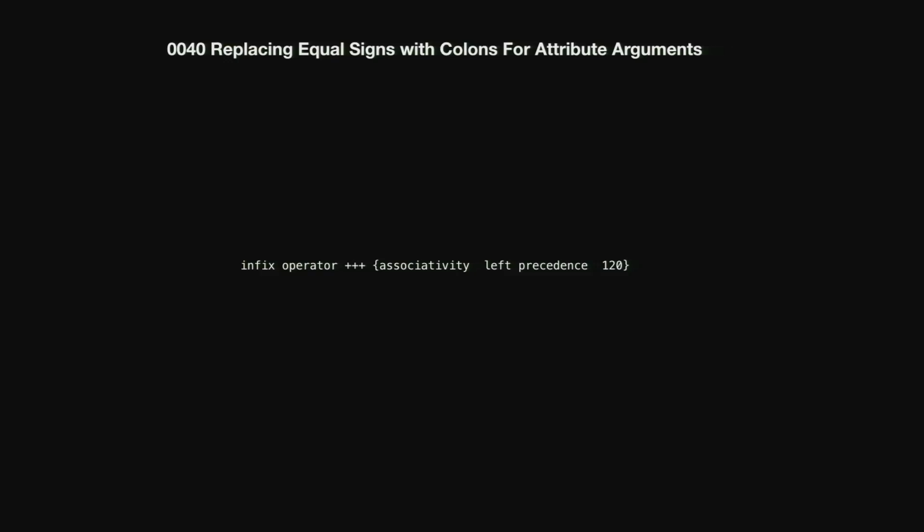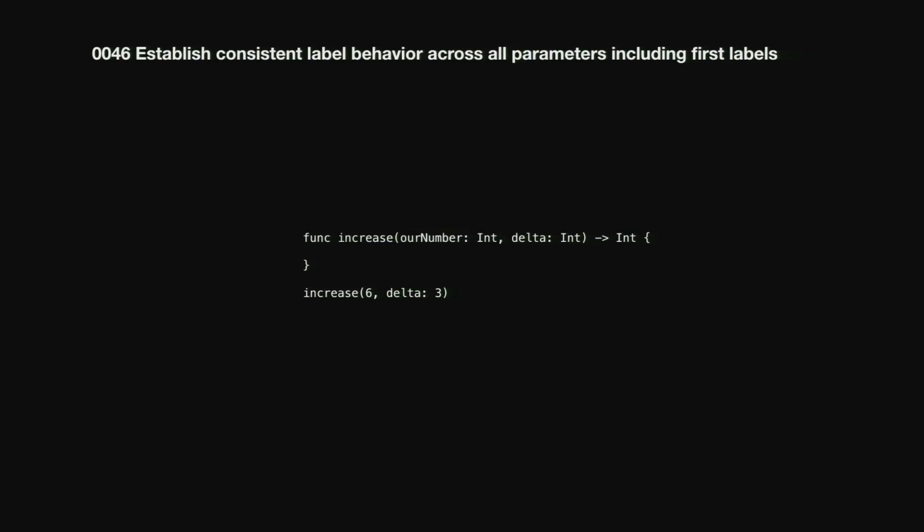Sometimes we just write things out and there's nothing in between them, like this operator has left associativity and its precedence is 120. Wouldn't it be nice to actually say associativity equals left and not just write this random collection of words? And so in Swift 3, that will be required.